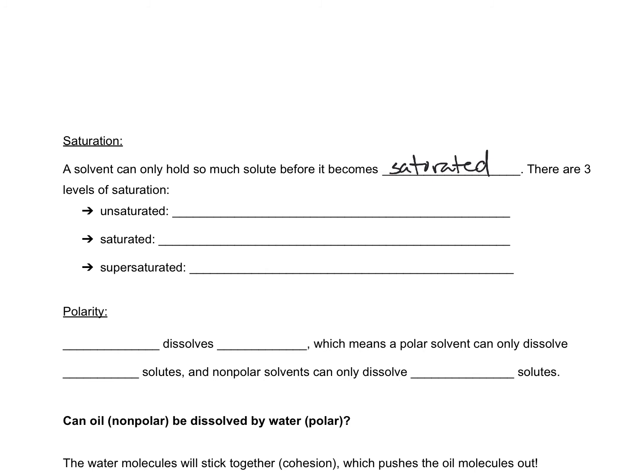So an unsaturated solution means it is not yet full, or it can hold more solute. And this is always specific for a given temperature. So you're talking about at a given temperature. If you increase the temperature of a liquid, it can hold more solute. And if you decrease the temperature, it can't hold as much solute. So this is for a specific temperature.